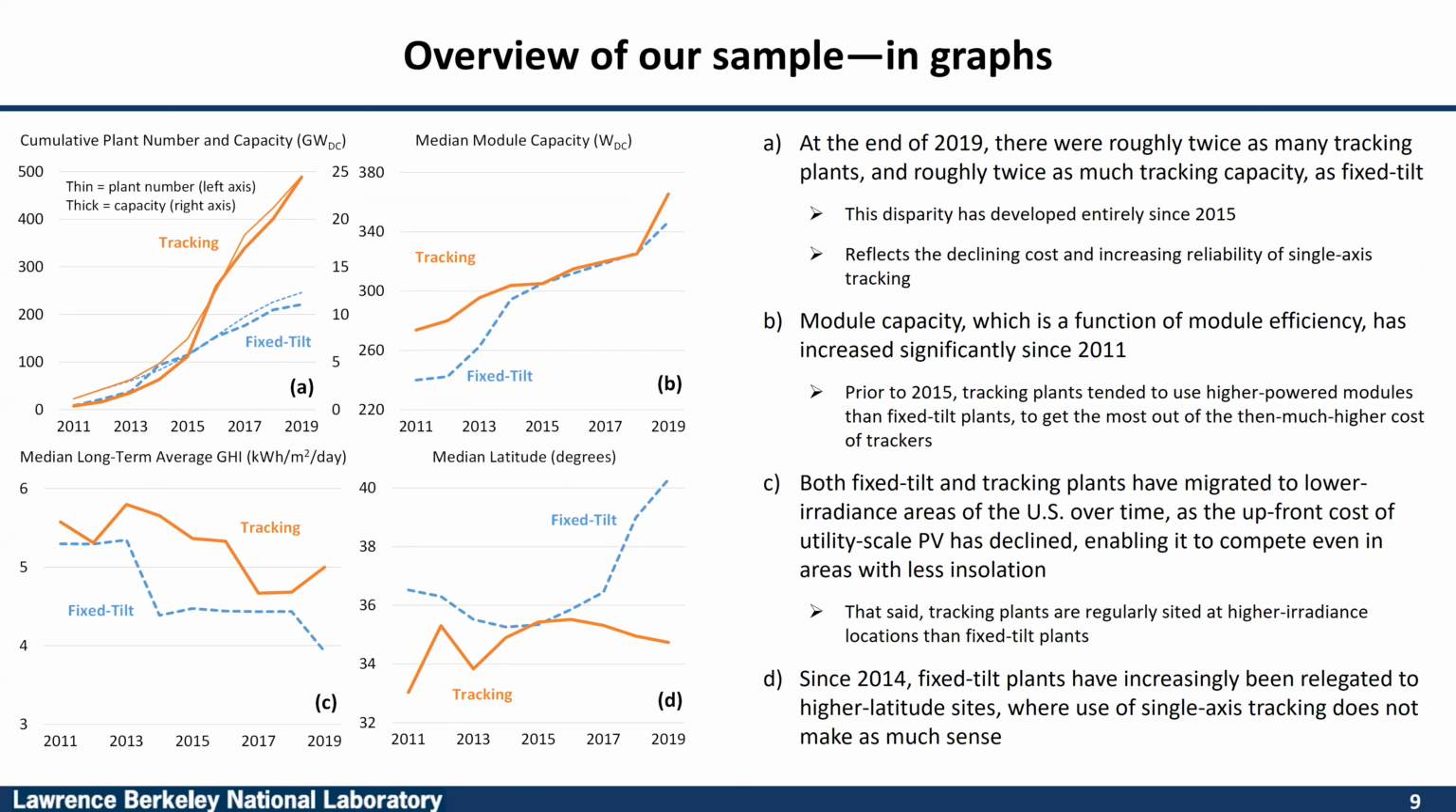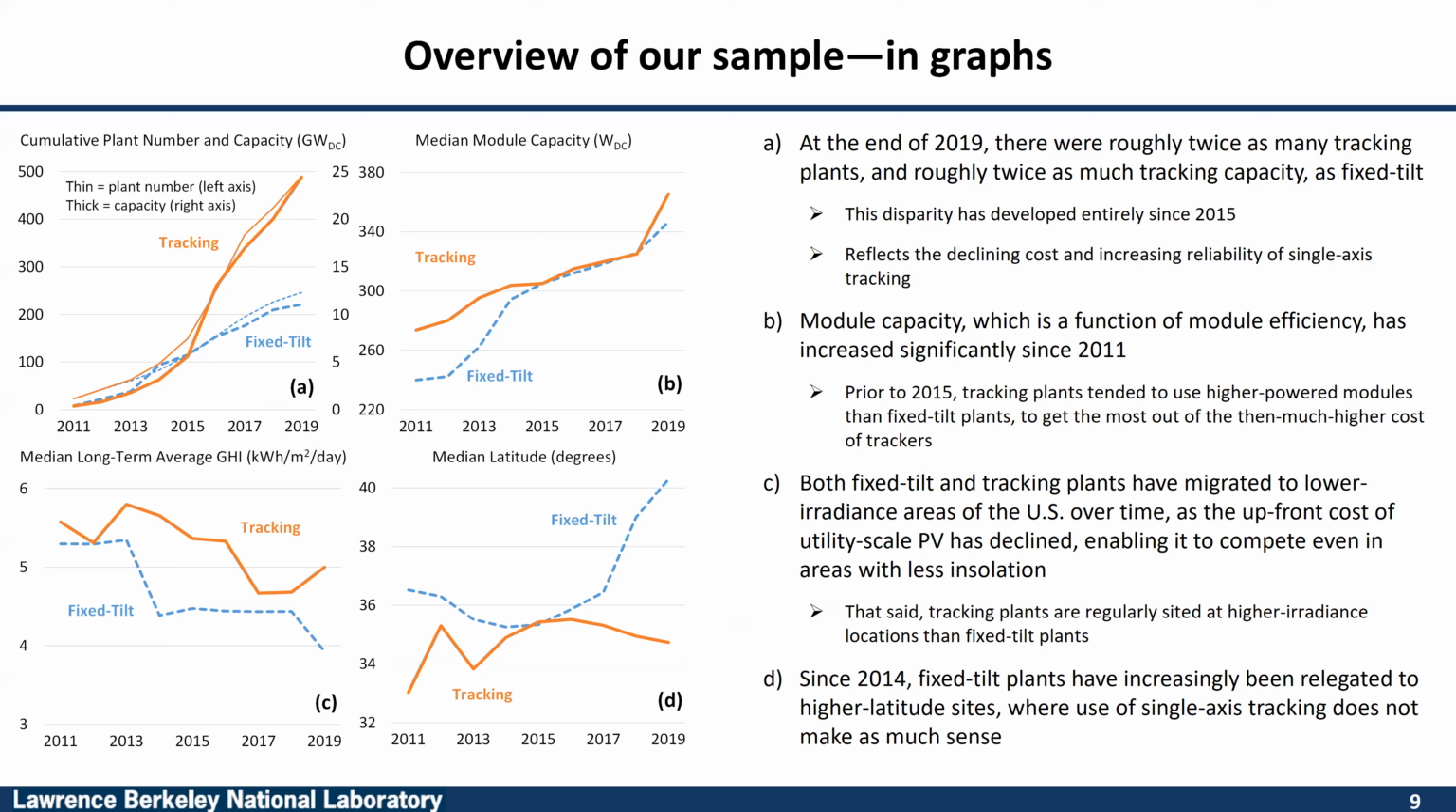And here we see a graphical overview of the sample. So starting with the graph in the upper left, we see that by the end of 2019, there were nearly twice as many tracking plants and twice as much tracking capacity as fixed tilt within our sample. And this divergence has really only developed since 2015 and mostly reflects the declining cost and increasing reliability of single axis tracking.